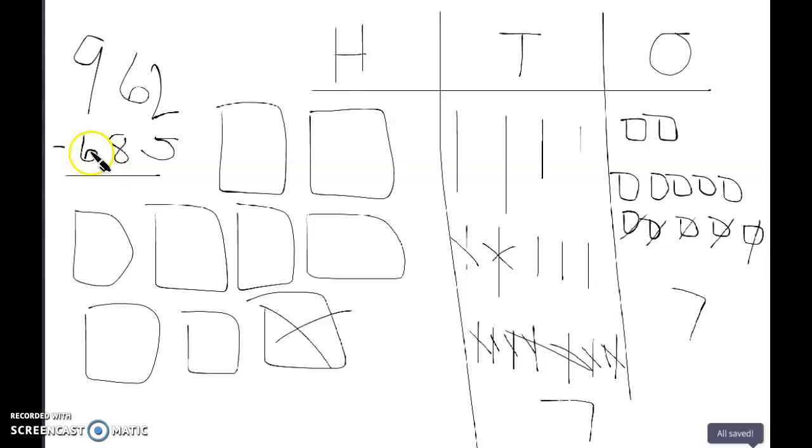And then we are going to take 600 away. 1, 2, 3, 4, 5, 6, and that leaves us with 200. So your final answer is 277.